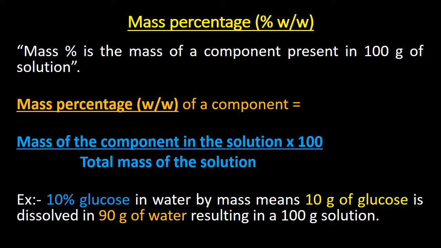Okay, let us know what you mean by mass percent. Mass percent is the mass of a component present in 100 gram of the solution. Mass percentage of a component is calculated by the following equation, that is mass percent of a component is equal to mass of that component in the solution into 100 divided by total mass of the solution. For example, 10% glucose in water by mass means 10 gram of glucose is dissolved in 90 gram of water, resulting in a 100 gram solution.